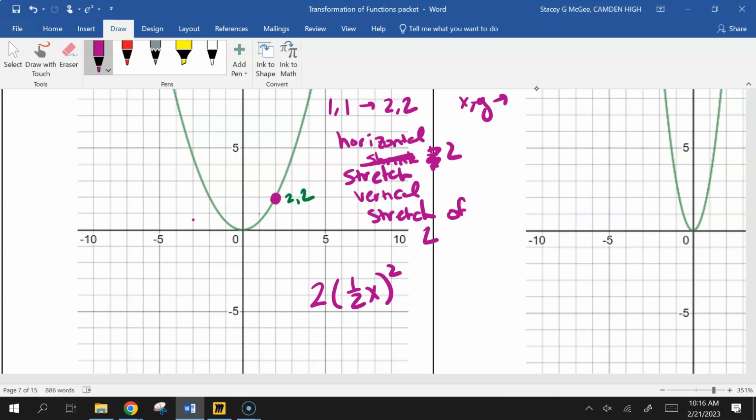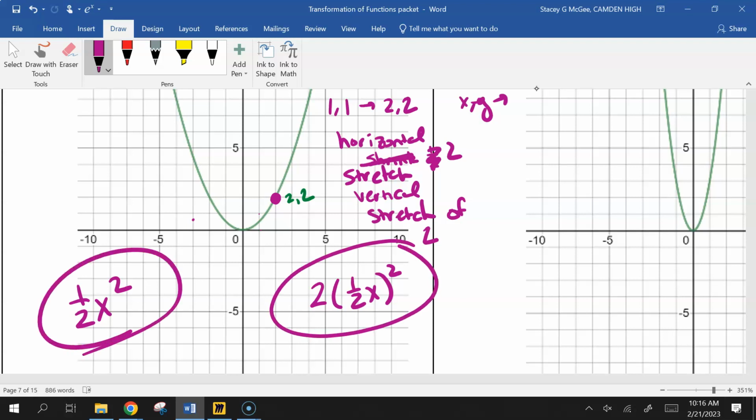Did anyone get it? It doesn't make sense. That's the same thing. You could write it that way. You're just using different values. Either one of these would be okay, this or this. Vertical is what it is. Horizontal's the opposite.